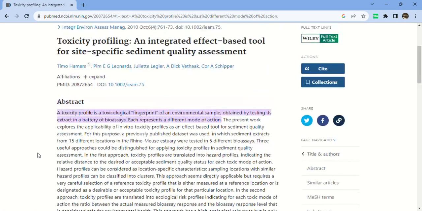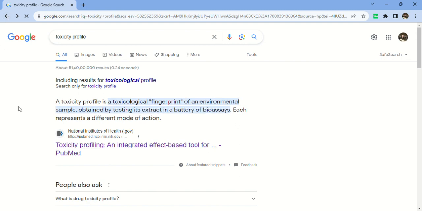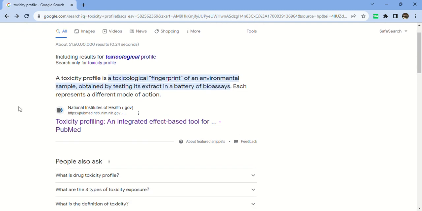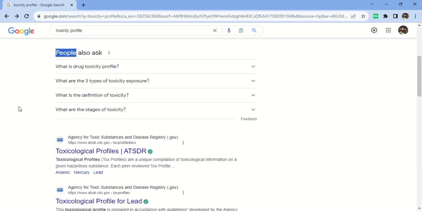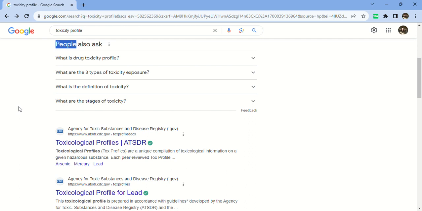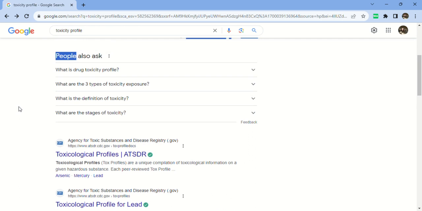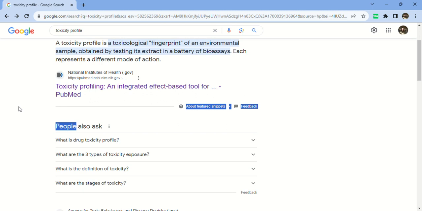In this paper, they mention only the quality assessment, and here they mention the different bioassays. That is the theoretical part, but this video is solely for the practical assessment, how practically we use toxicity profiling. Fine, this is all about the National Institutes of Health.